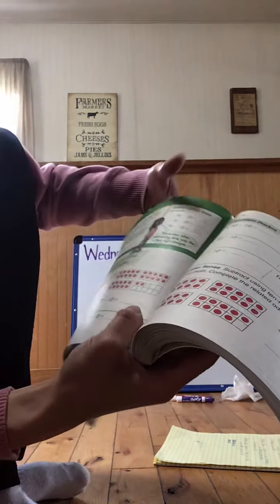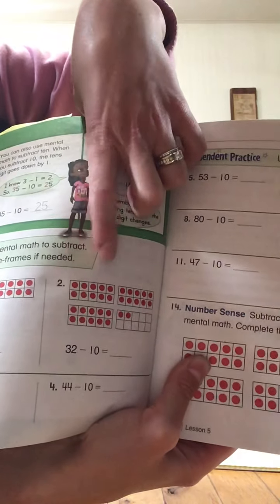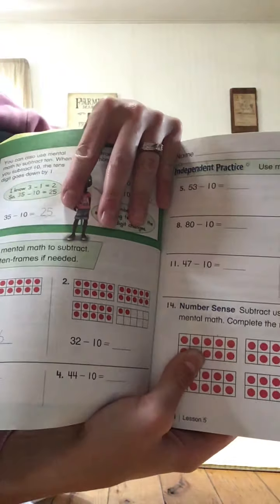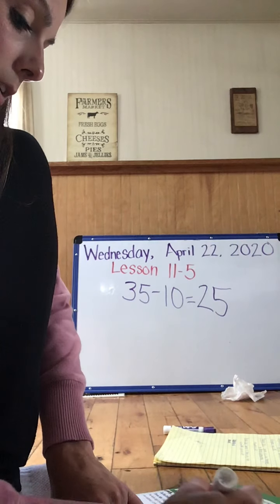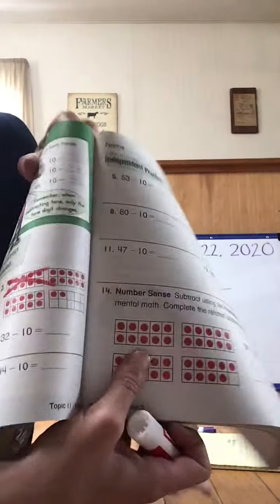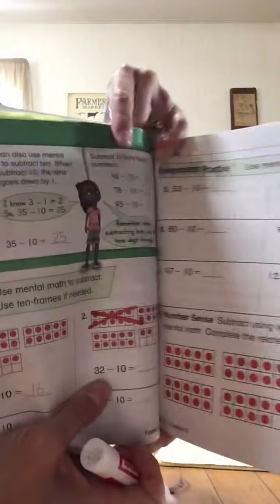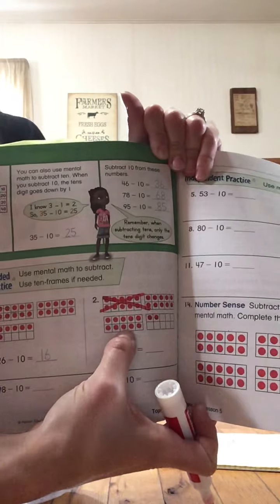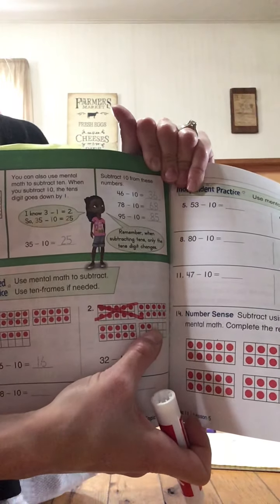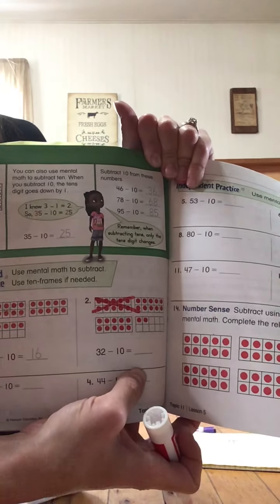Just like in number 2, they have 32 shown on my 10 frame. 10, 20, 30, 31, 32, and they want us to get rid of a 10. So I would cross out a 10, and I'm left with 10, 20, 21, 22. So 22 is your answer.